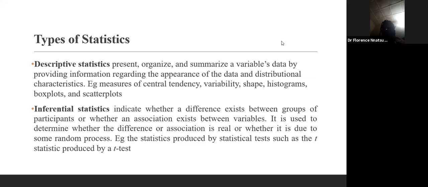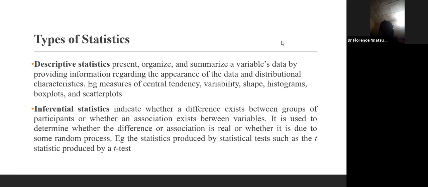Descriptive statistics. We have descriptive statistics, and we have inference statistics. Whatever study one is carrying out, you should be able to know whether it is descriptive statistics or inference statistics you are going to apply. Descriptive statistics organizes and summarizes variable data by providing information regarding the appearance of the data and distributional characteristics: measurement of central tendency, variability, shape, histograms, and scatter plots.